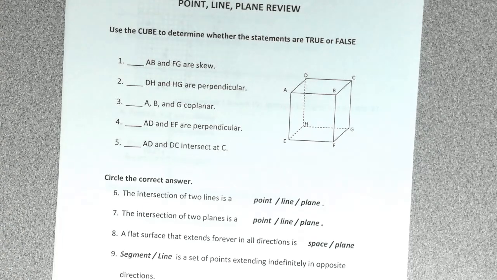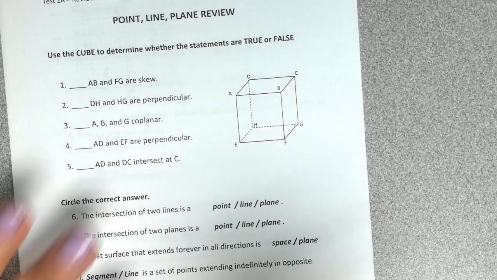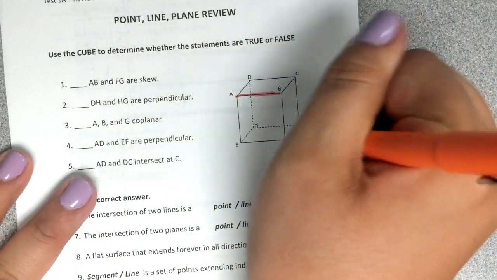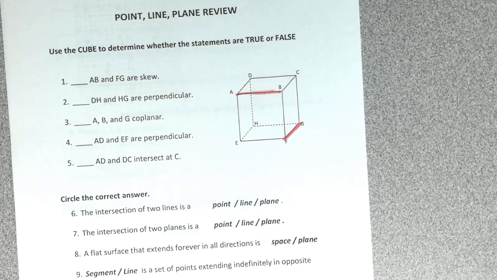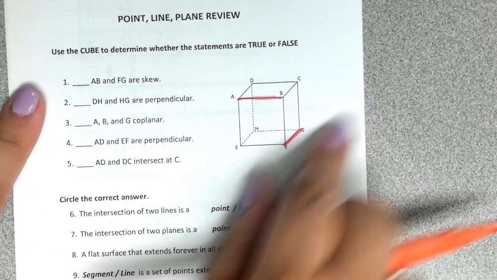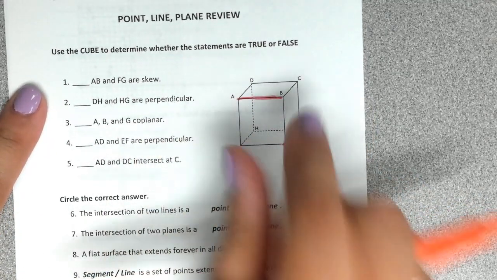All right. A, B, and F, G, are they skew? Here is A, B. Here is F, G. What does skew mean? Never touch, and non-coplanar, different directions. Are these ever going to touch if they kept going forever? No. Are they different directions?